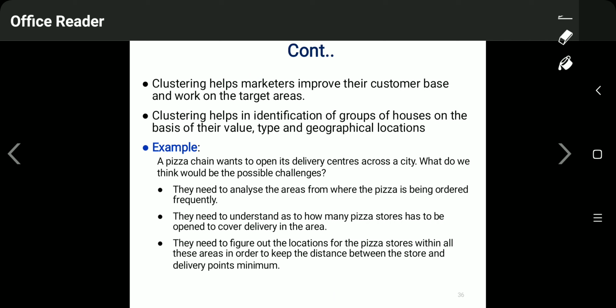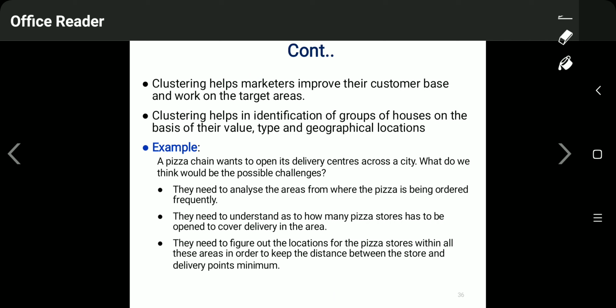Now clustering helps marketers improve their customer base and work on target areas. Clustering helps in identifying groups of houses based on their values, type, and geographical locations. For example, suppose a pizza chain, a company, wants to open delivery centers across the city.